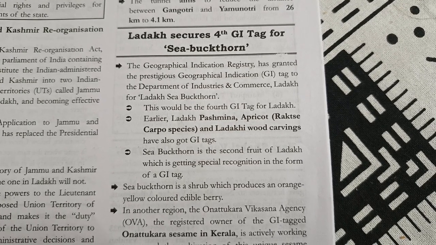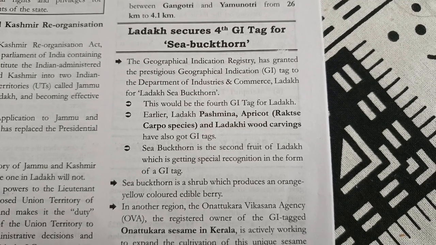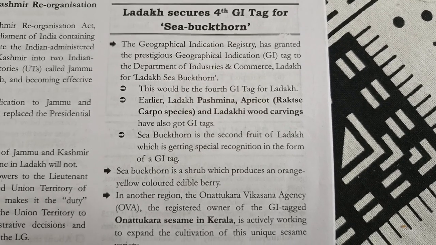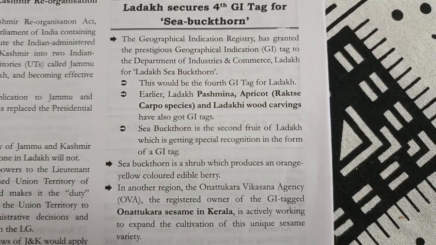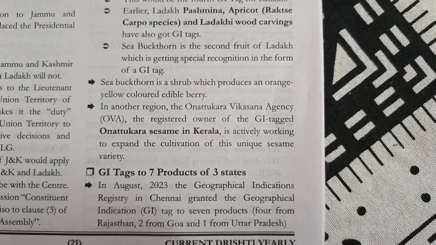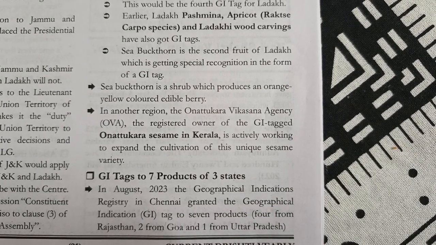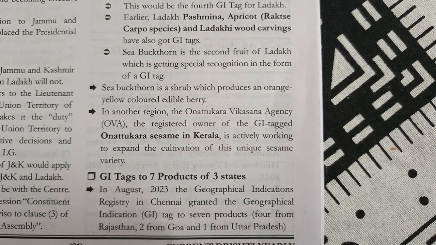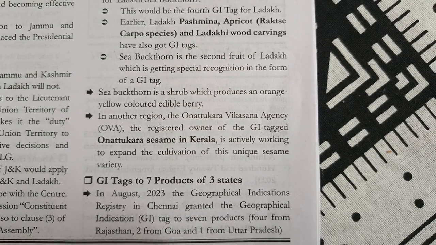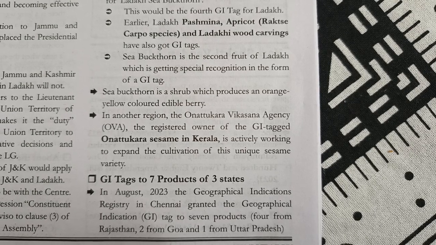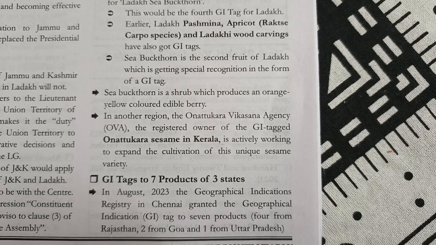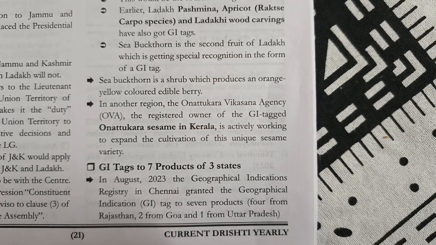Sea buckthorn is the second fruit of Ladakh which is getting special recognition in the form of a GI tag. Sea buckthorn is a shrub which produces an orange-yellow colored edible berry. In another region, the Onattukara Vikasana Agency, the registered owner of the GI tagged Onattukara sesame in Kerala, is actively working to expand the cultivation of the unique sesame variety.